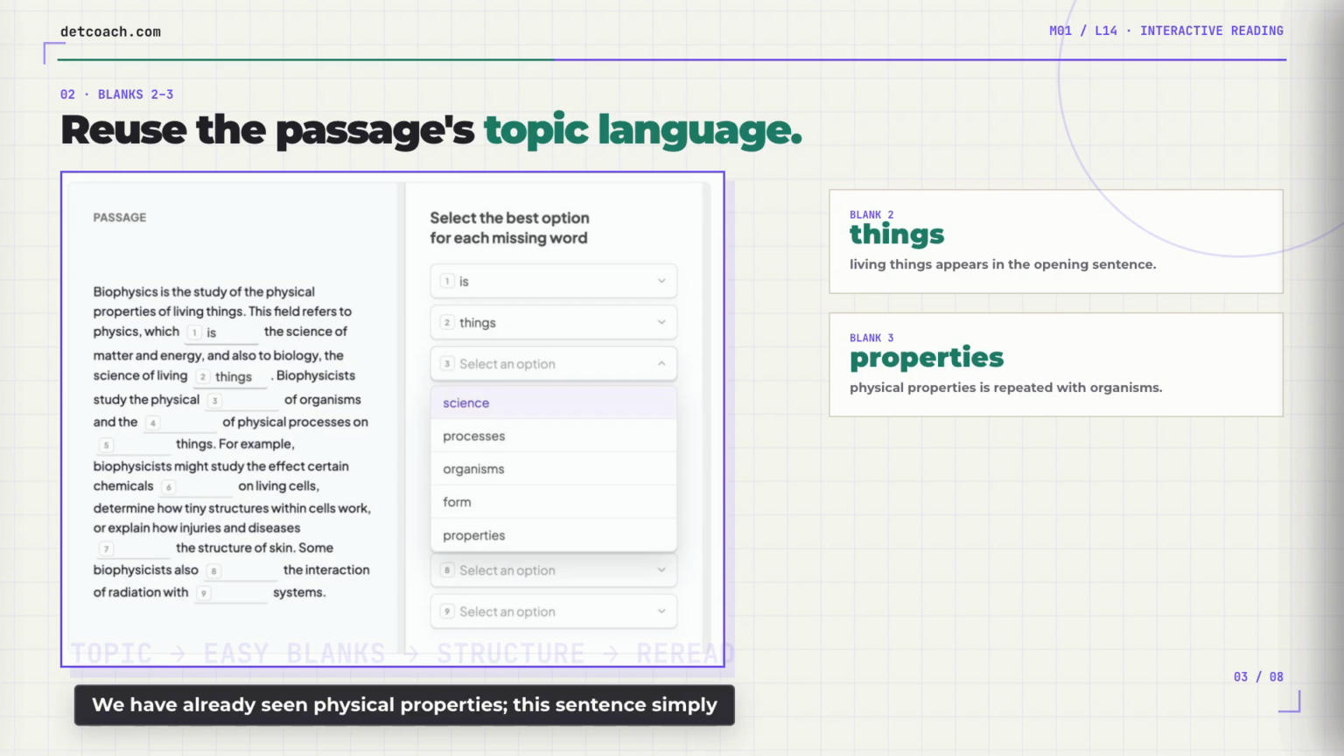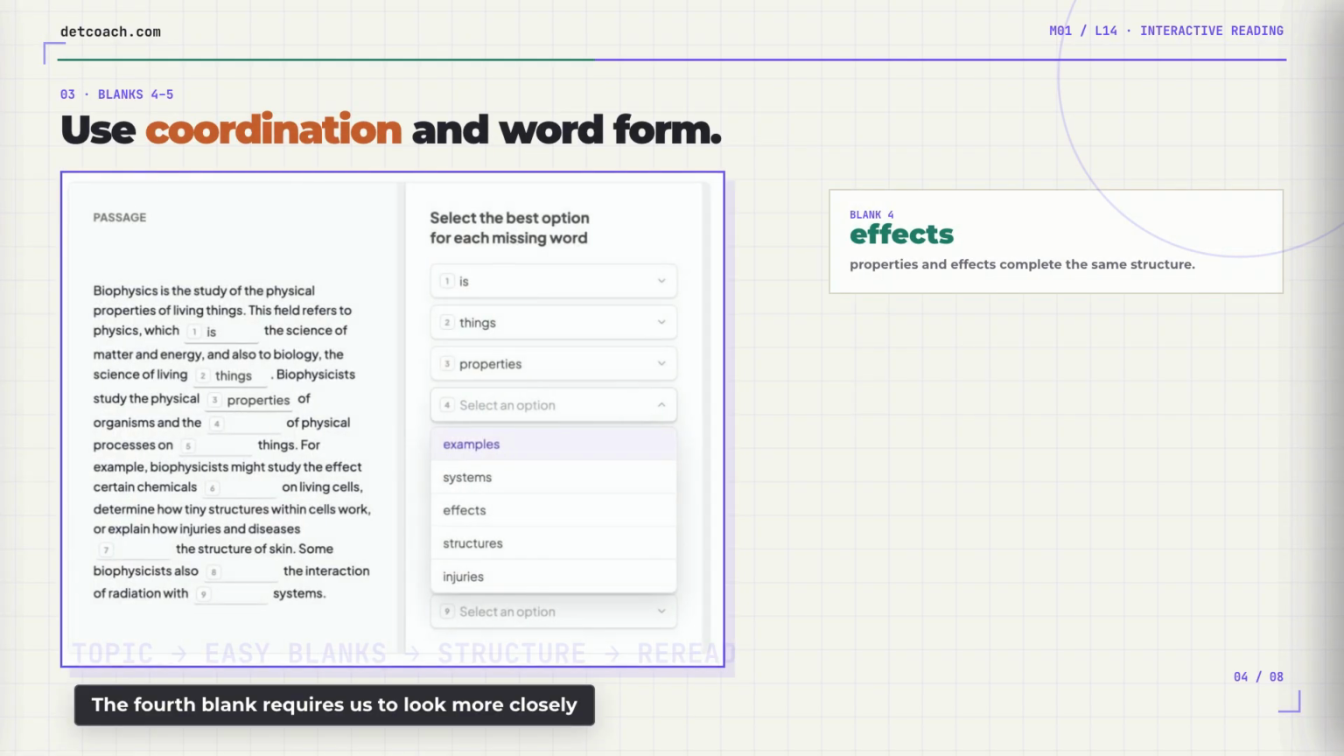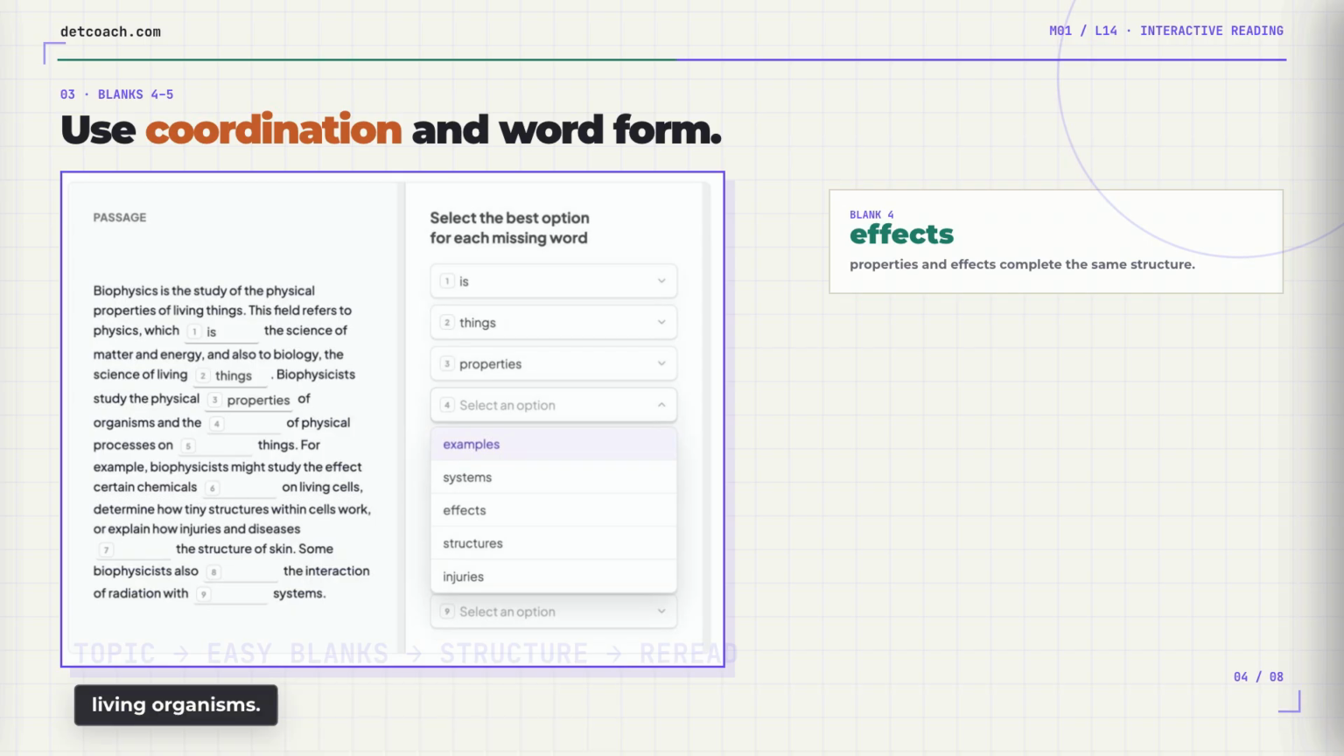The third blank also repeats language from the passage. We have already seen physical properties. This sentence simply replaces living things with organisms. The answer is still properties. The fourth blank requires us to look more closely at the structure. Properties and the missing word are joined by and, and both complete the phrase, the study of. The phrase, the effects of physical processes on living things, refers to how physical processes influence living organisms.